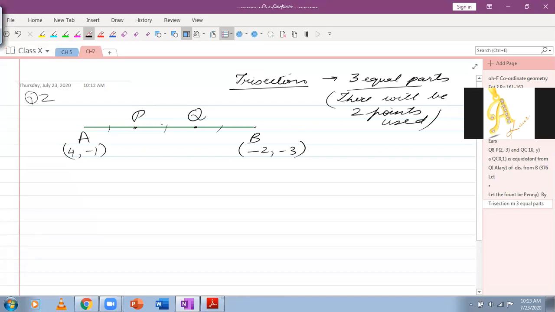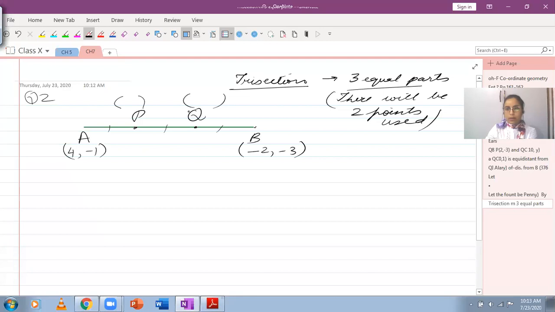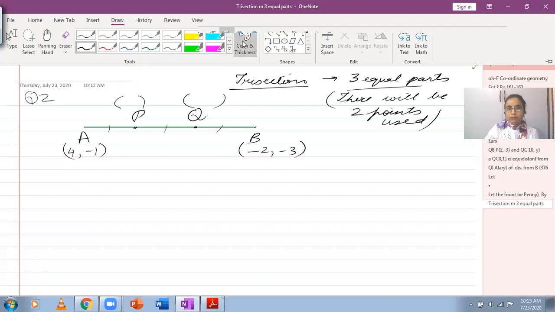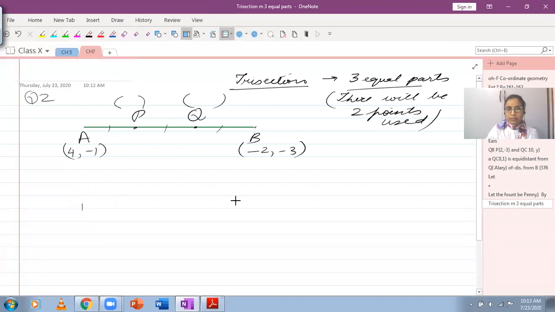Yes, ma'am. Now what we are going to do is find the coordinates of P and Q one by one, but it will be done by ignoring one of these two in the beginning. So same line segment. If I just draw the same line segment and I mark the points given to me, point A (4, -1) and B (-2, -3), I'll ignore one of these. Let's ignore Q. तो P यहाँ पे है.